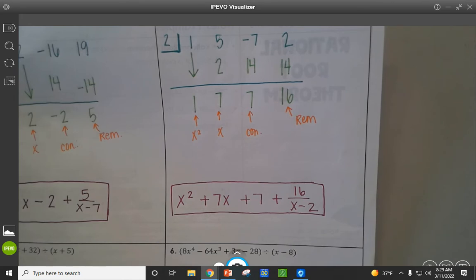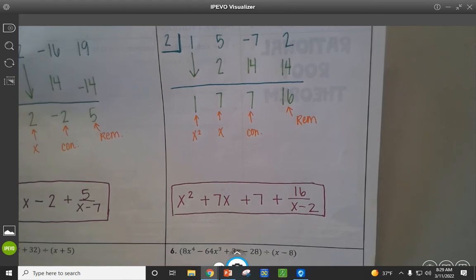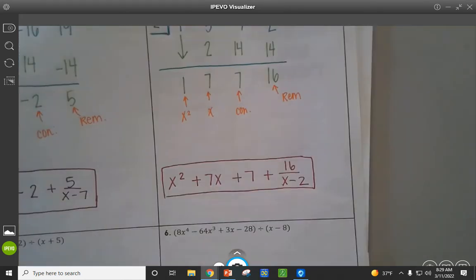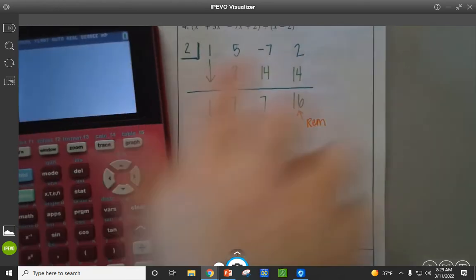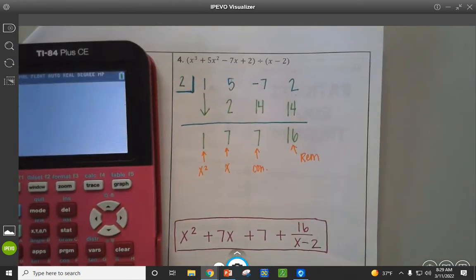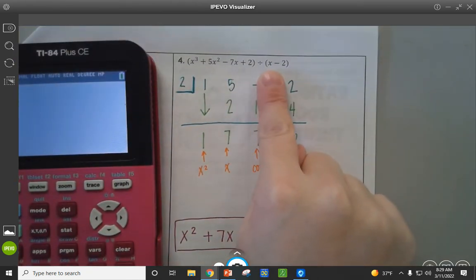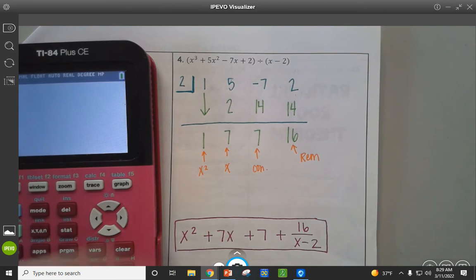Questions? Now, if you wanted to test your answer, what you could do is just pick some random number to plug in for x. Now, don't pick 2, because if I pick 2, what's 2 minus 2? 0. And what happens when you try to divide by 0? You get an error. You can't divide by 0. So don't pick 2, but anything else.